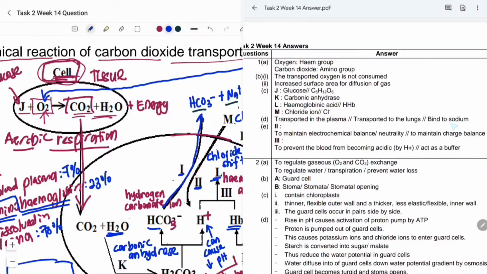Sebab dia nak after. Okay, ataupun boleh juga cakap transported in the blood plasma ataupun transported to the lungs. Sebab dia nak after, bukan dia disuruh describe apa itu process 1. Dia nak the process that will happen to the hydrogen carbonate ion after it has undergone the process 1.